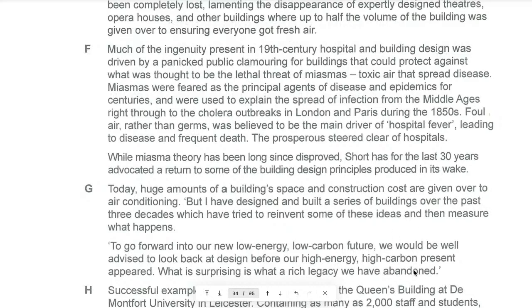Was believed to be the main driver of hospital fever, leading to disease and frequent death. The answers clear of hospital. What? The last 3 sentences and the last sentence? Okay, foul air rather than germs was believed to be the main driver of hospital fever, leading to disease and frequent death. The prosperous steered clear of hospitals. Okay. Now explain it to me. Why this is the answer for number 14? Why?